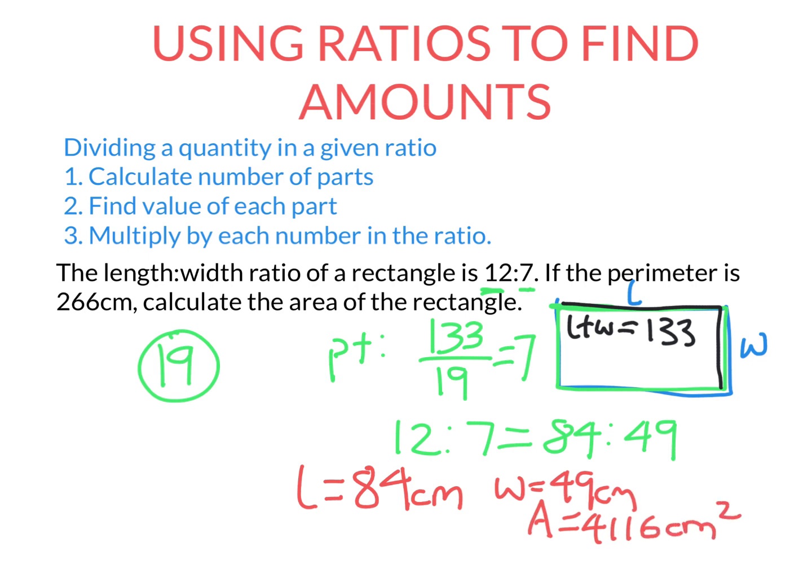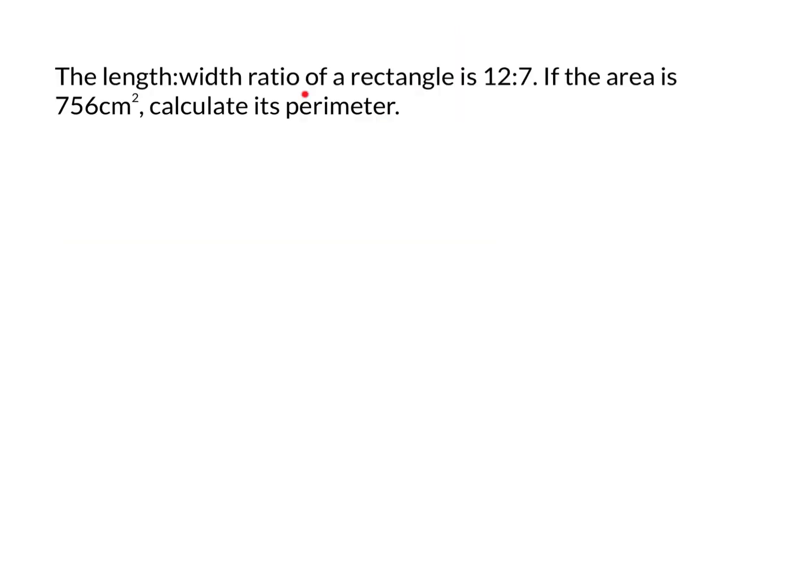All right, let's now look at using equations with ratios. The length to width ratio of a rectangle is 12:7, same as in the previous question. The area is 756, calculate its perimeter. So this one's a little harder. We still have a rectangle and length to width is in the ratio 12:7, the same as the previous question. But this time we're told the area, not the perimeter. We don't know what these two numbers add up to. So this is actually a different question where we're going to use equations.